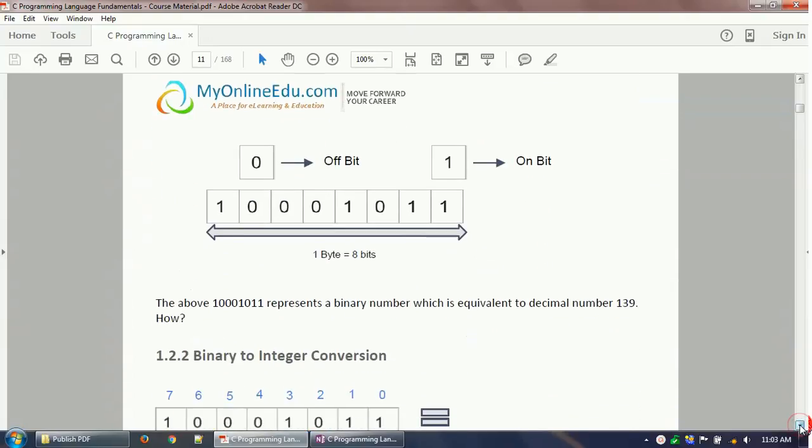Now, since binary data represents 0 and 1, 0 is called the off bit and 1 is called the on bit. You can imagine this as a switch. If the switch is on, it represents 1. If the switch is off, it represents 0.